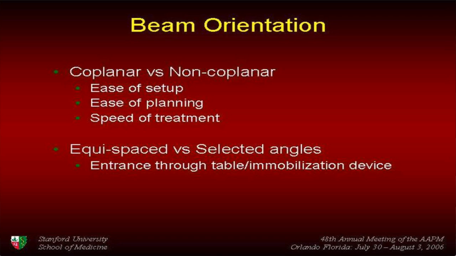And then, of course, equispaced versus selected beam angles. You have to be careful about having a standard equispaced beam orientation that goes through immobilization devices, as it may give you problems with the dose distribution that you don't even see in the treatment planning system. So those are things that should all be identified as you're commissioning your IMRT.